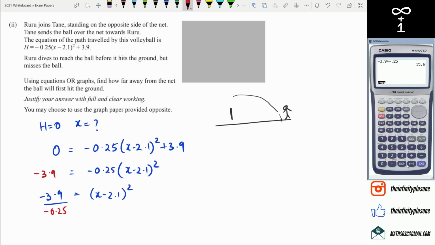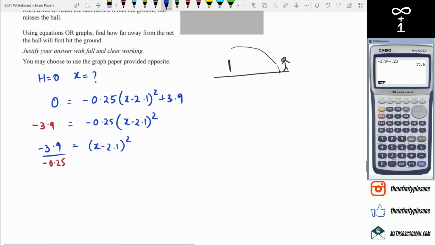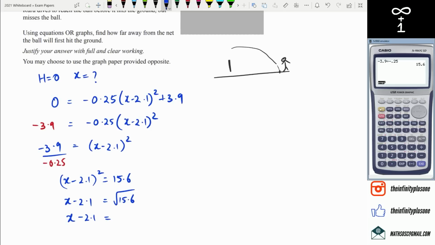So we can say that x minus 2.1 squared is equal to 15.6. Then we're going to take the square root of 15.6. So x minus 2.1 equals the square root of 15.6, which is... Now, this part is important, guys. We make sure we put the plus or minus 3.95. There we go, 3.95. Then we can say that x is equal to 2.1, I need to move that, so 2.1 plus or minus 3.95.